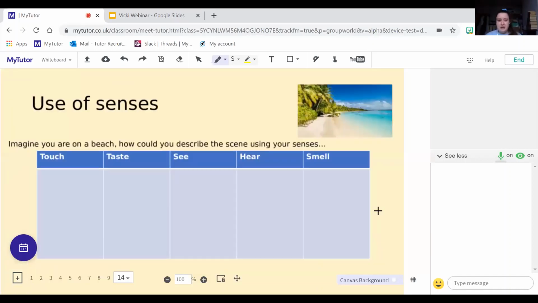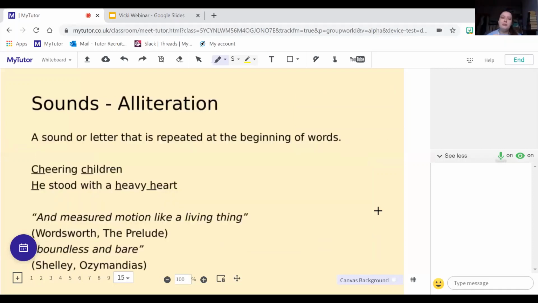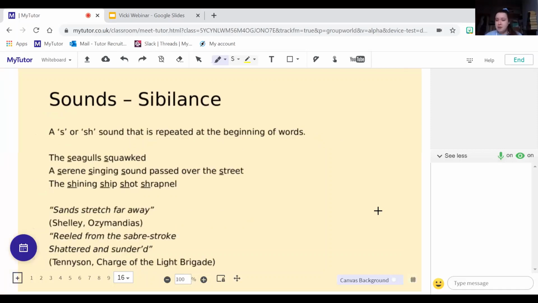Use of senses, pretty straightforward: touch, taste, see, hear and smell. Alliteration, the repetition of a sound or a letter at the beginning of words. They don't need to be right next door to each other, but they can be close, sentence level sort of thing. So measured motion there, like and living as well, we could say boundless and bare. Sibilance, a specific type of alliteration, so an s or sh sound that's repeated. Again, you can have a mixture of the two, like I said earlier, so sabre stroke, shattered and sundered, the s and the sh sounds being used.